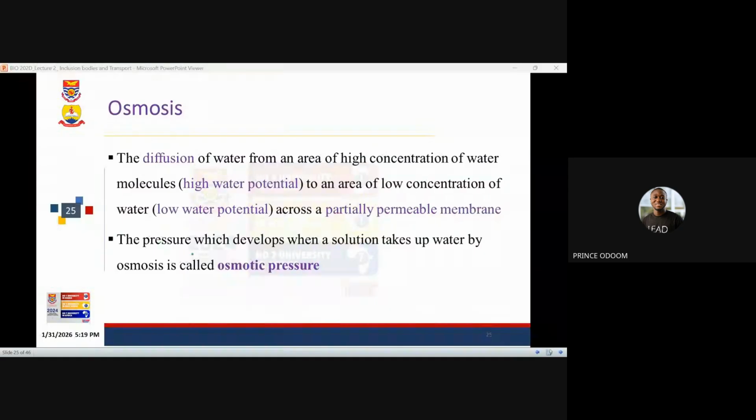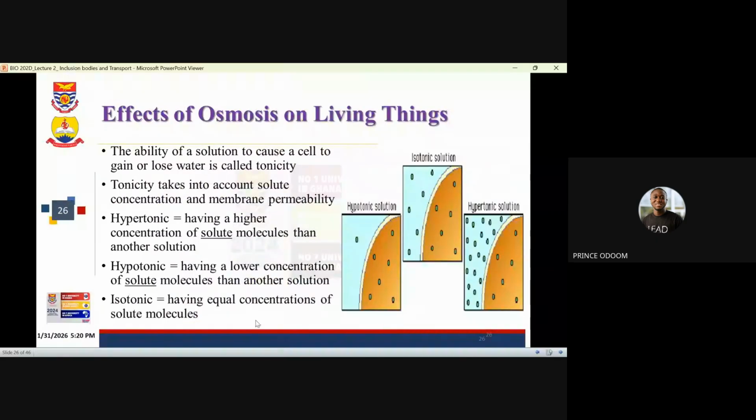The pressure which develops when a solution takes up water by osmosis is called osmotic pressure. So we'll look at that in detail when we move on. So, the effect of osmosis on living tissues. Osmosis has to do with whether water moves in or water moves out. And when water moves in, there's an effect. When you lose water too, there's an effect. So we'll look at that.